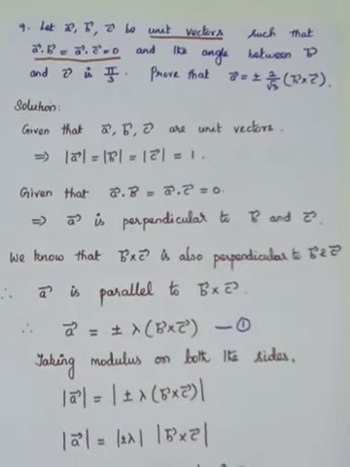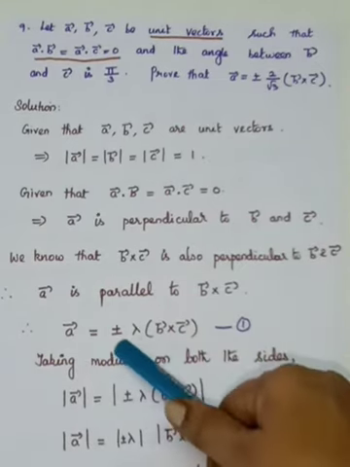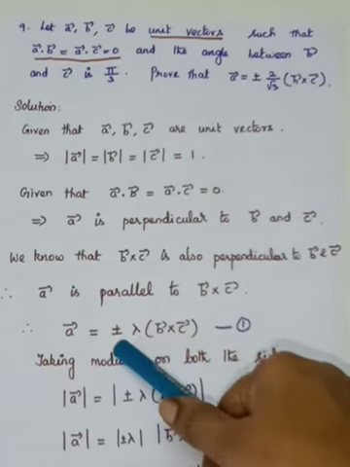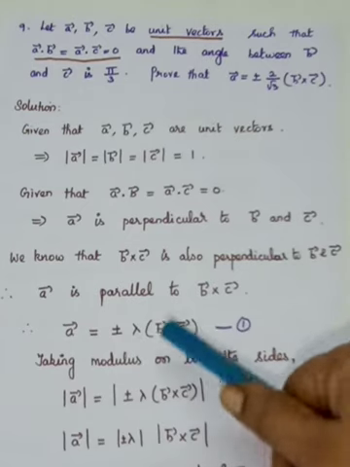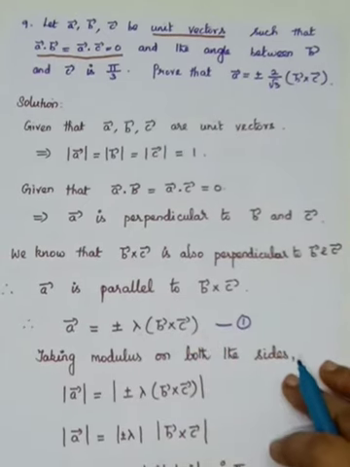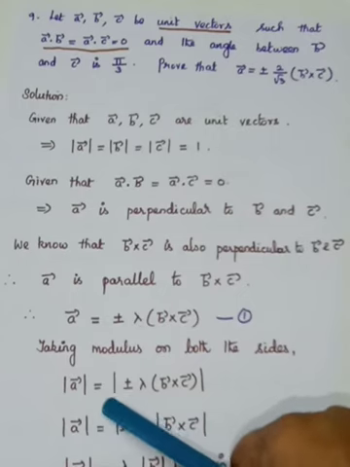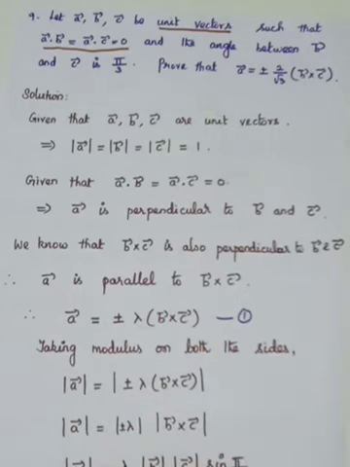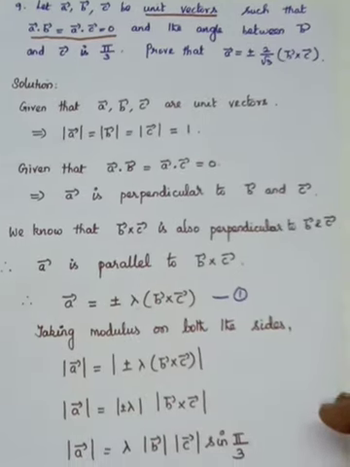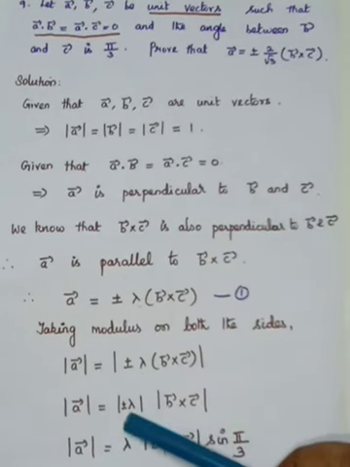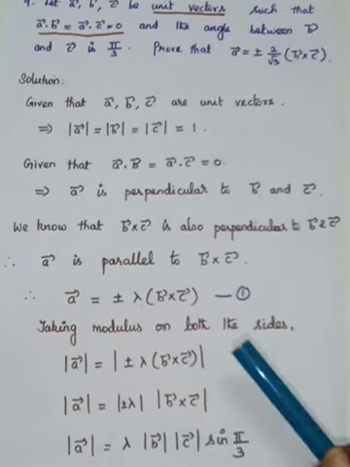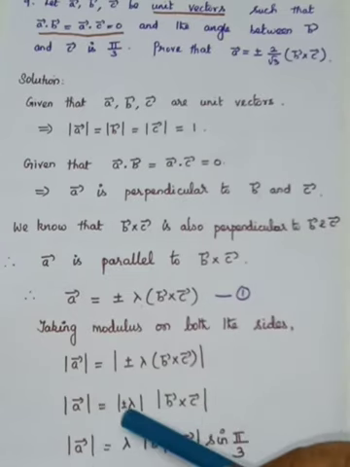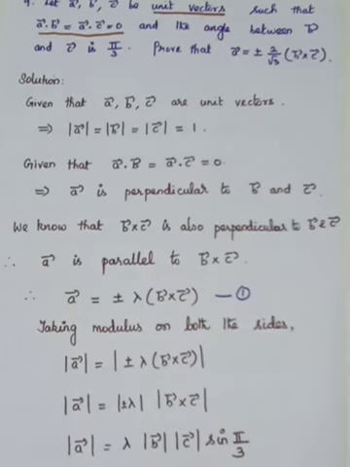If it is in the opposite direction, you have to use minus. So that's why here I have written plus or minus. So one vector is a scalar multiple of the other vector. Taking modulus on both sides, modulus of A vector is equal to modulus of plus or minus lambda into B vector cross C vector. Lambda is a scalar, so it is plus or minus lambda into modulus of B vector cross C vector. So modulus of A vector is equal to, when you take the modulus, plus and minus will become plus. So here you will have lambda.